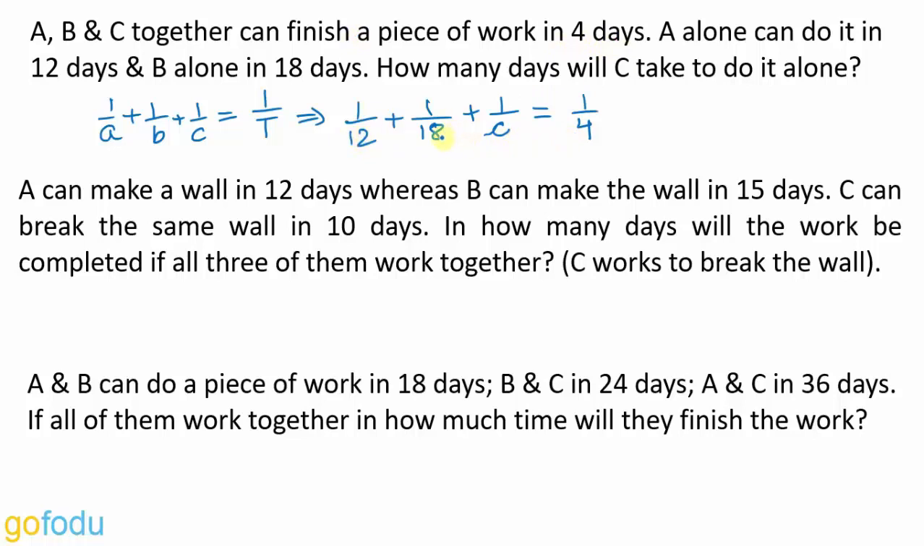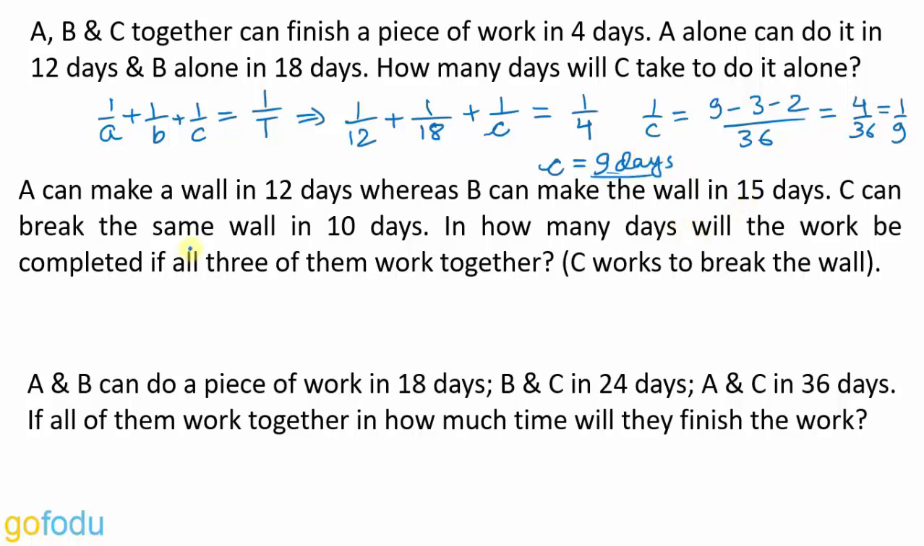Take 1 by 12 and 1 by 18 to the right hand side and we will have 1 by C is equal to 1 by 4 minus 1 by 12 minus 1 upon 18, and take the LCM of 4, 12 and 18, that would be 36. So 9 minus 3 minus 2 upon 36, this is 4 upon 36 or 1 upon 9. That means C takes 9 days to finish the work alone.